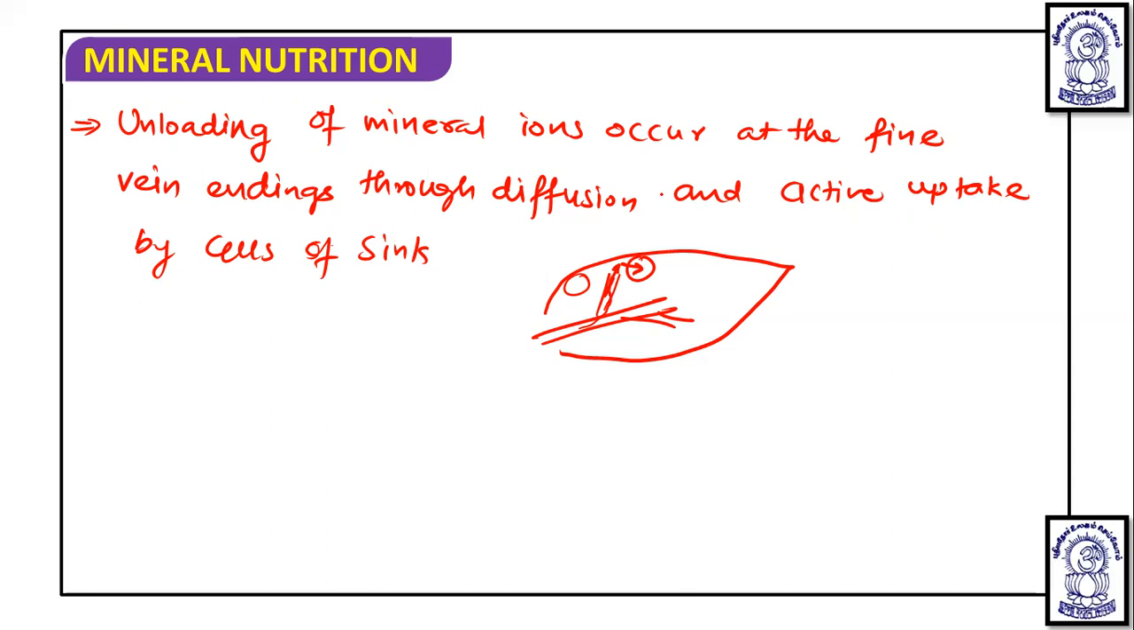Now these minerals are also frequently remobilized, particularly from the older parts. Older dying leaves export much of their mineral content to the younger leaves. Similarly, before leaf fall in deciduous plants, minerals are removed to other plant parts. And we have already studied that the mobile elements are phosphorus, sulfur, nitrogen, potassium, and some of the immobile elements are calcium and sulfur, which we have already discussed.